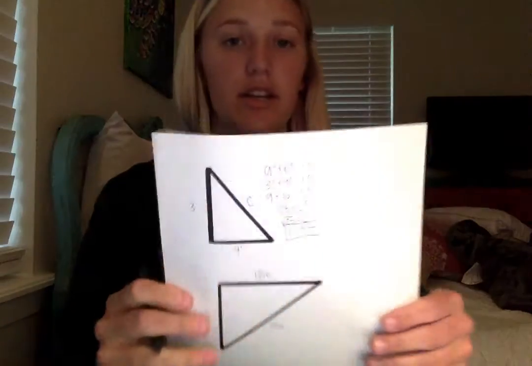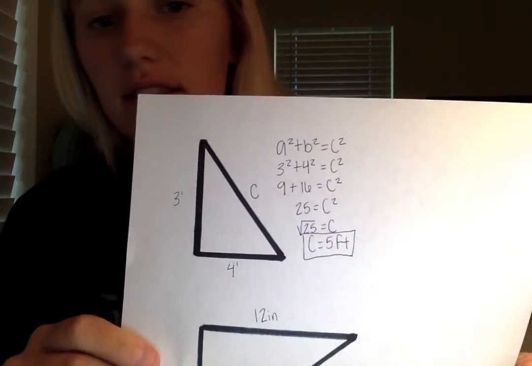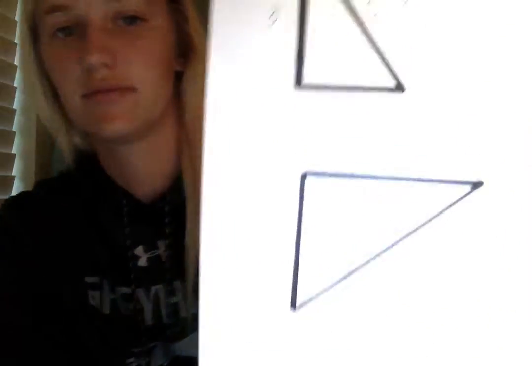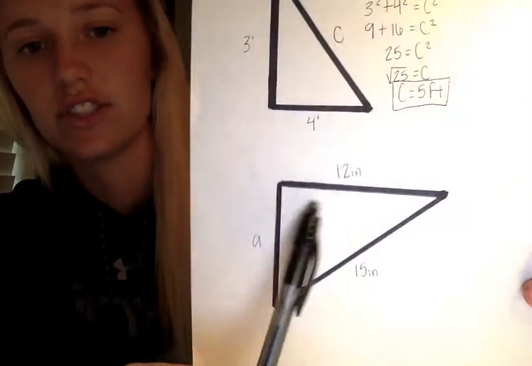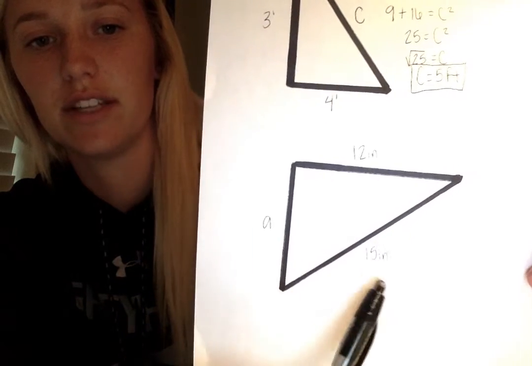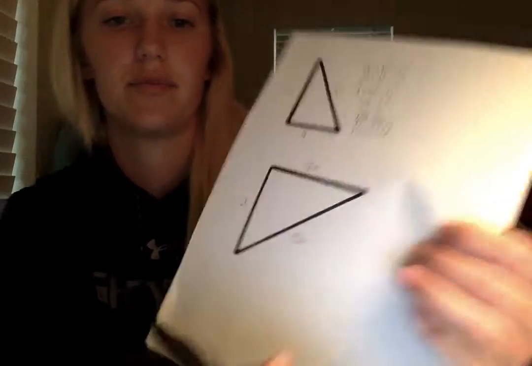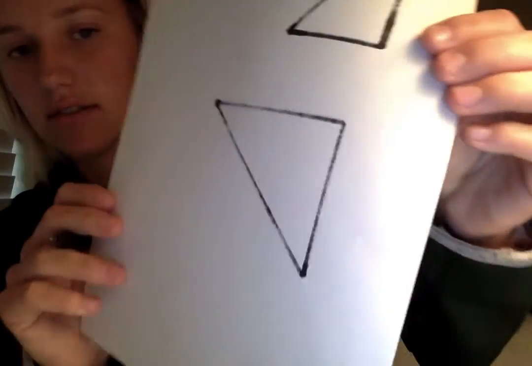So your final answer for number 1 should be something like this. It's backwards, but 5 feet. And then for number 2, it starts out with 12 inches as B, and we have C as 15 inches, so we are looking for A. That's just going to have to be backwards.